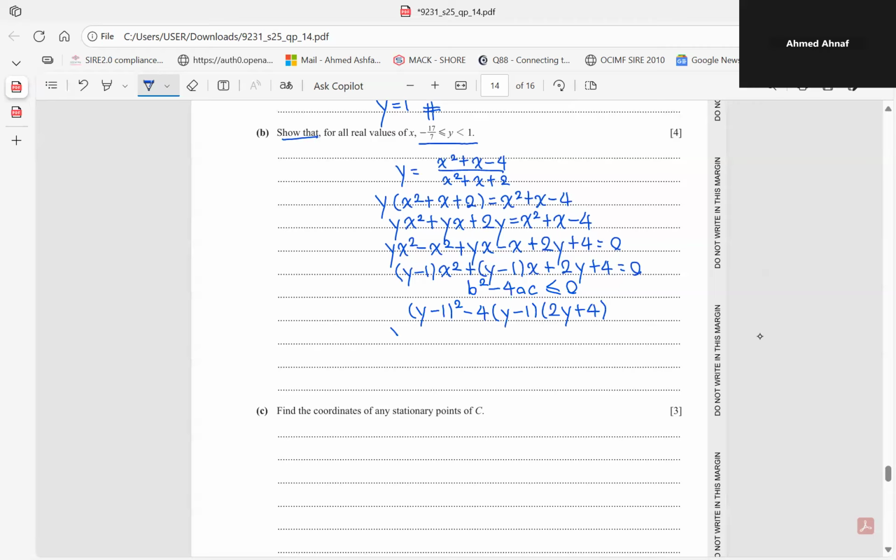So (y minus 1) squared is y squared minus 2y plus 1 and minus 4. Factoring out the 2 from 2y plus 4, you get 8. Okay, never mind. Let's just expand it directly. Minus 4y times 2y, that's minus 8y squared. Minus 1 times 2y, that's minus 2y. And then minus 4 times 4, that's minus 16. Then it goes to 0.